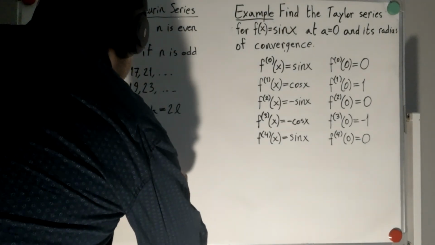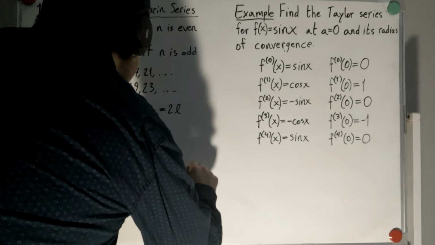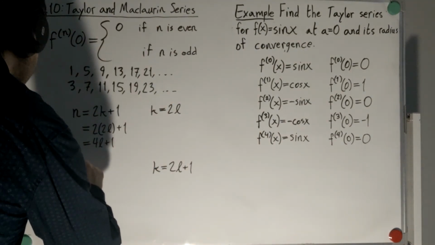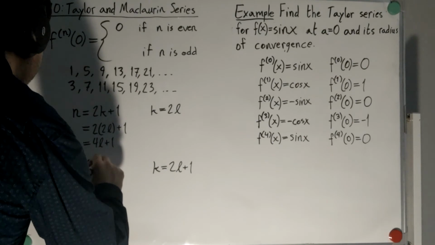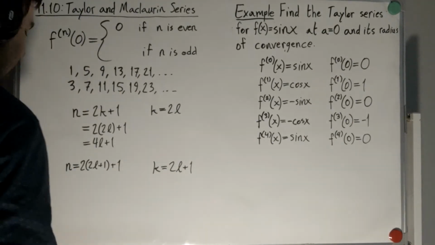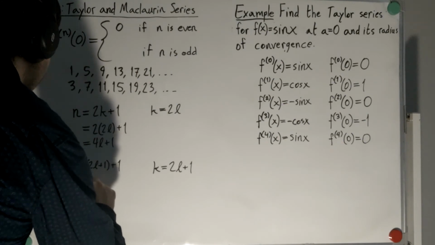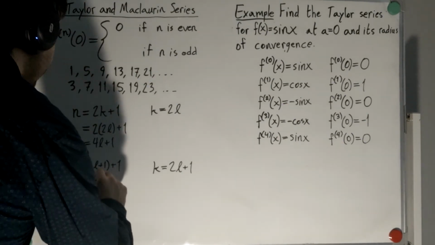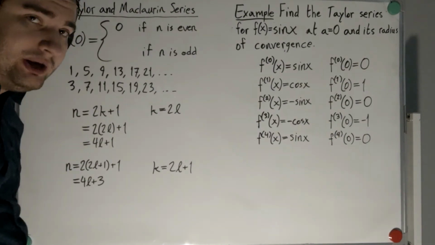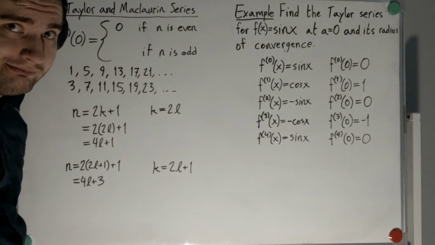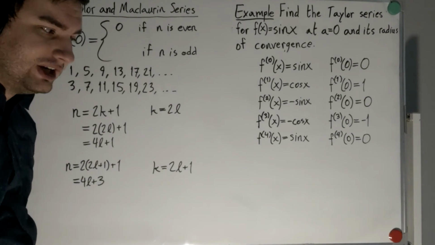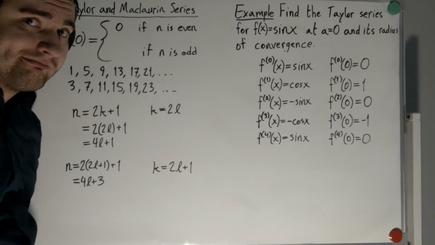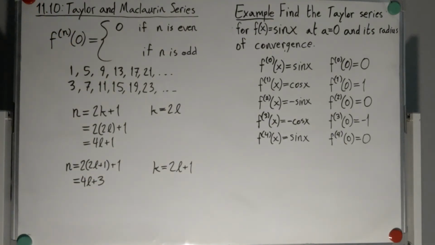On the other hand, if k is 2L plus 1, so if k is odd, then we're looking at n equals 2 times 2L plus 1 plus 1. This becomes 4L plus 2 plus 1, which is 4L plus 3. In other words, it's 3 more than a multiple of 4, which is the same as being 1 less than a multiple of 4. Okay? So what we're saying here is that we want to look at not whether n is even or odd, but whether k is even or odd.